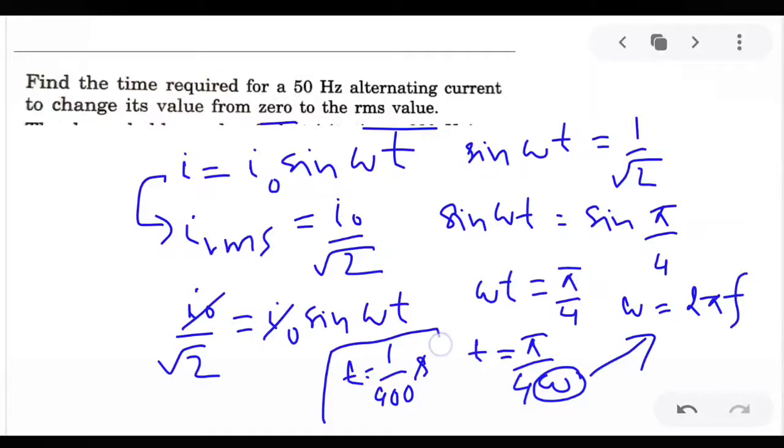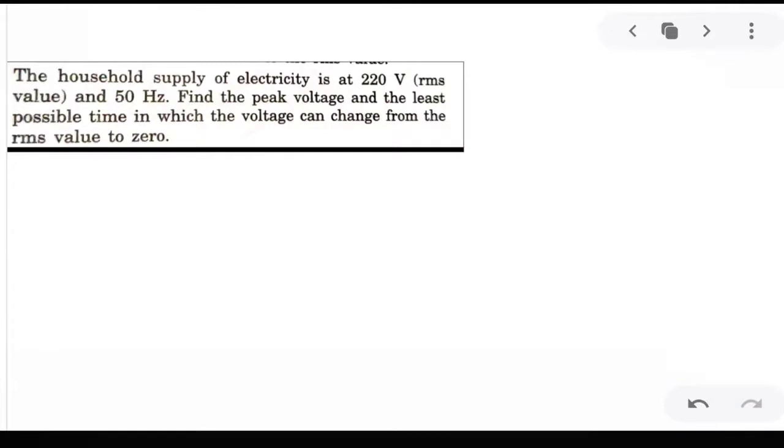t is equal to 1 by 400 second. So this is the answer. So in this time, the current changes its value from 0 to RMS value. So next is question number 2.